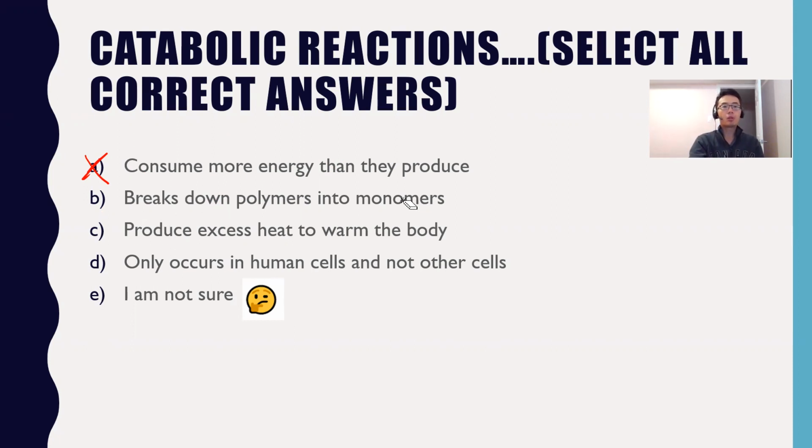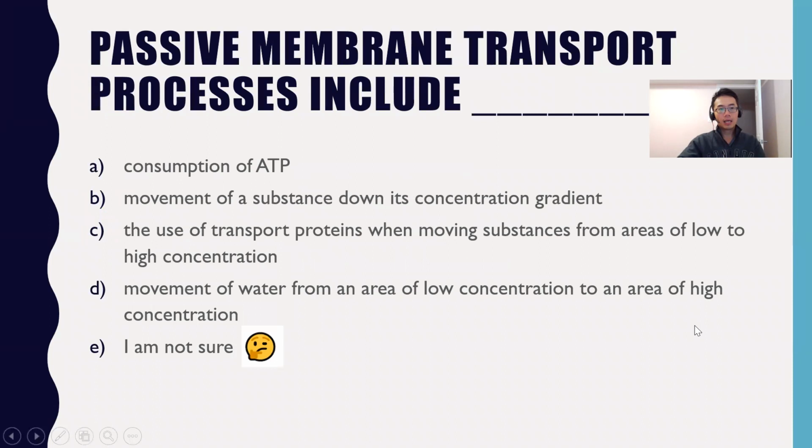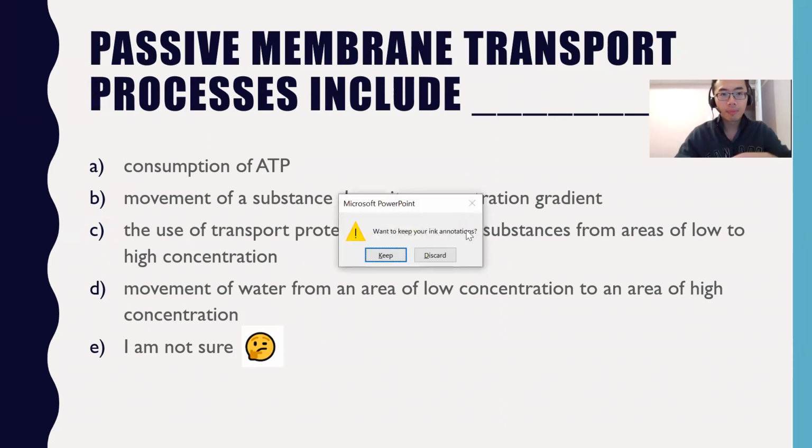Excuse me. Break down polymers into monomers. That is correct. Produce excess heat to warm the body. That's also correct because of the inefficiency that we talked about. It does not only occur in human cells, it could occur in plant cells and other cells as well. So that is not true. And so the answer is B and C. This one we will come back.